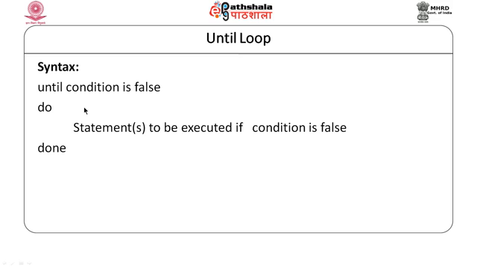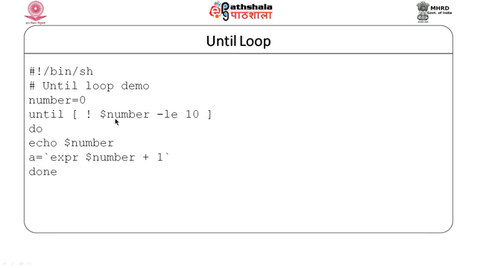In until, the condition is reversed. So, in case of while, we check whether the condition is true. Over here, we will check whether the condition is false or not. So, until loop is a reverse of while loop. Let us see the example. Here, it is the same shell script, but I have reversed the condition. Instead of number less than 10, I have said number not less than 10. So, this is how we can use until loop. Being a programmer, you can either use while loop or until loop, it is as per your choice.